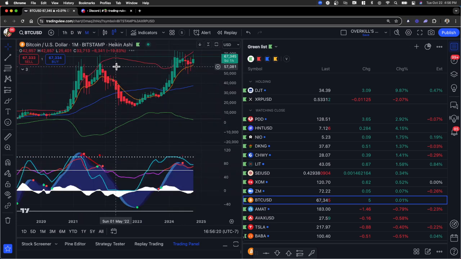So the most important thing, I'm going to keep reiterating this, is you want the monthly confirmation first. You don't want to be buying when the monthly chart is red. Look at this. You don't want to be buying during this time. You're just losing all your money. We're just going down, down, down, down, down.